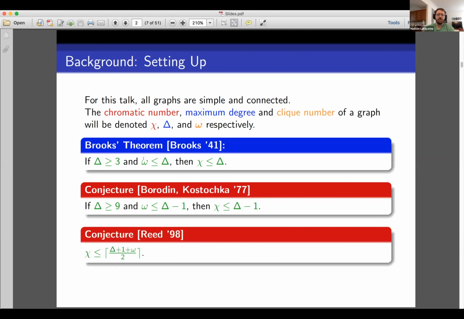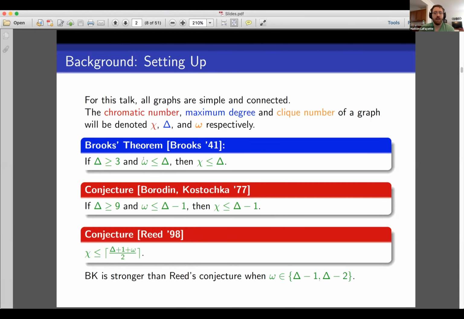Another related conjecture is Reed's conjecture. Its chromatic number is bounded above by the ceiling of (delta plus 1 plus omega) divided by 2. And the Borodin and Kostochka conjecture is stronger only when the clique number is delta -1 or delta -2. Otherwise, they're equivalent or Reed's conjecture is stronger.